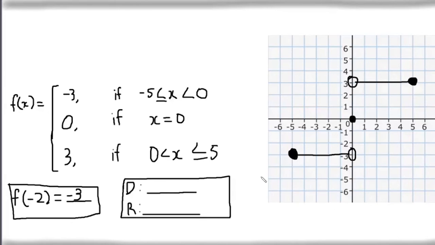Next is our domain. So our domain looks like it's from negative 5 to 5. And one thing that you guys need to remember is even though the 0x isn't included, there's this point that's being included. So that will qualify for both of these. So we're actually going from negative 5 all the way to 5. Okay, so that's our domain.